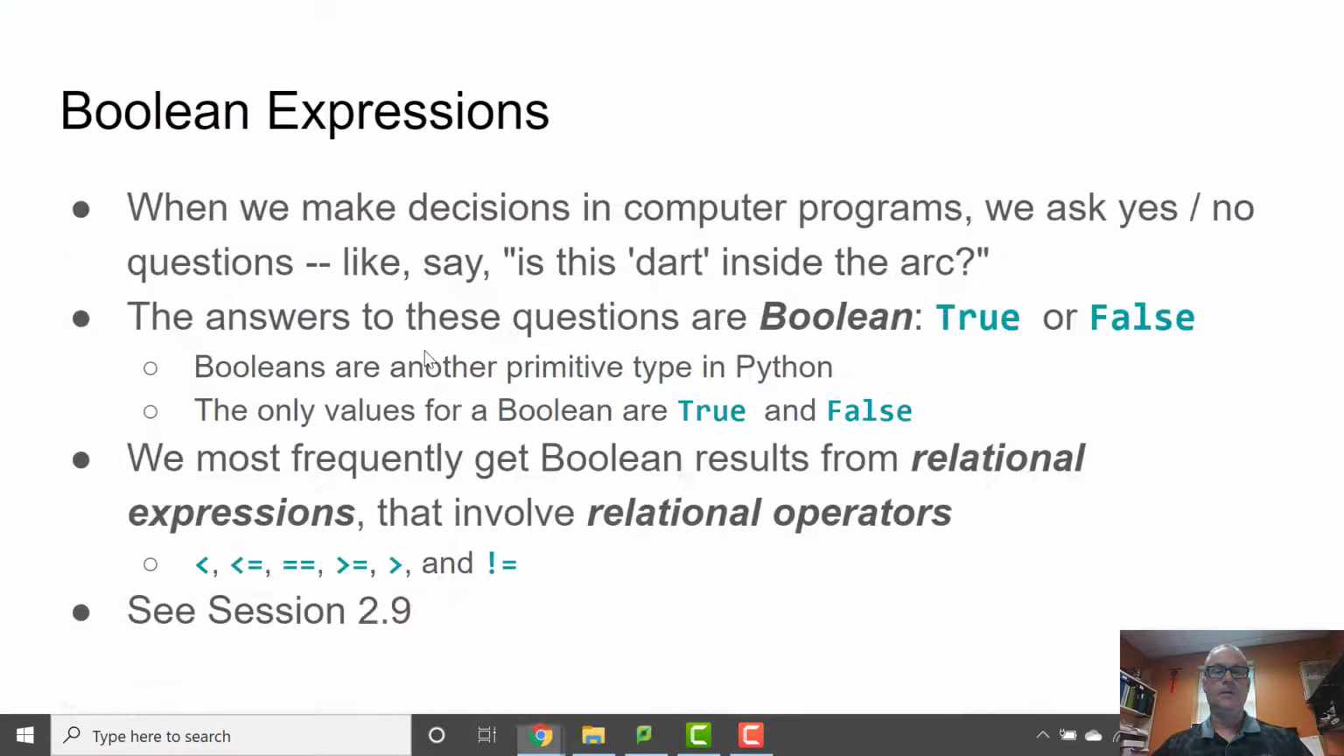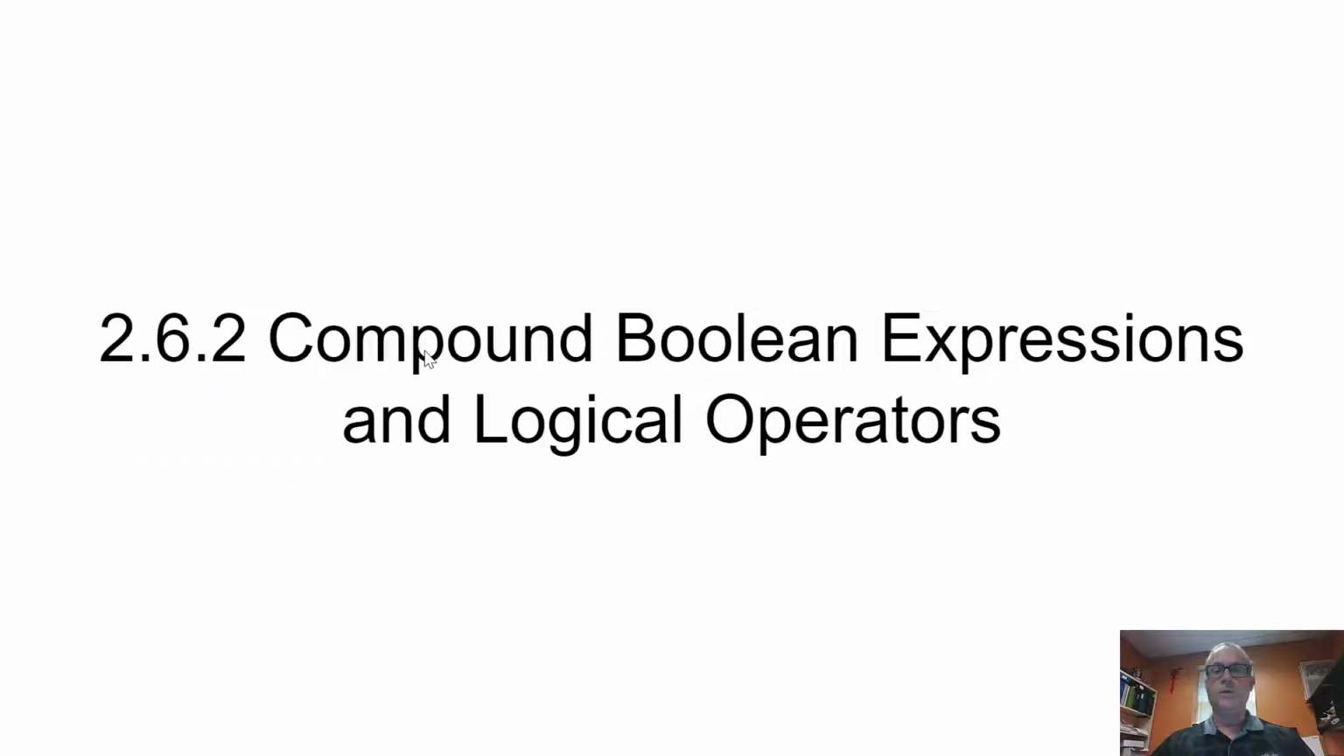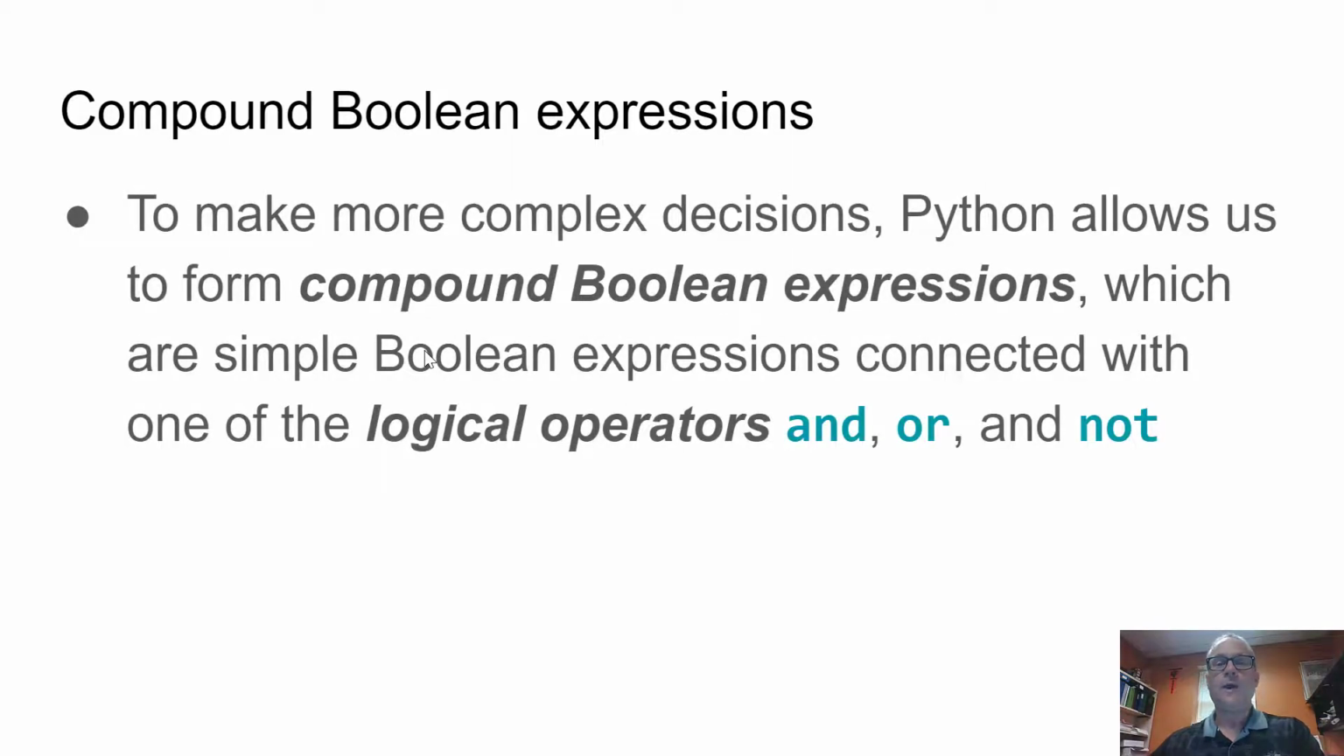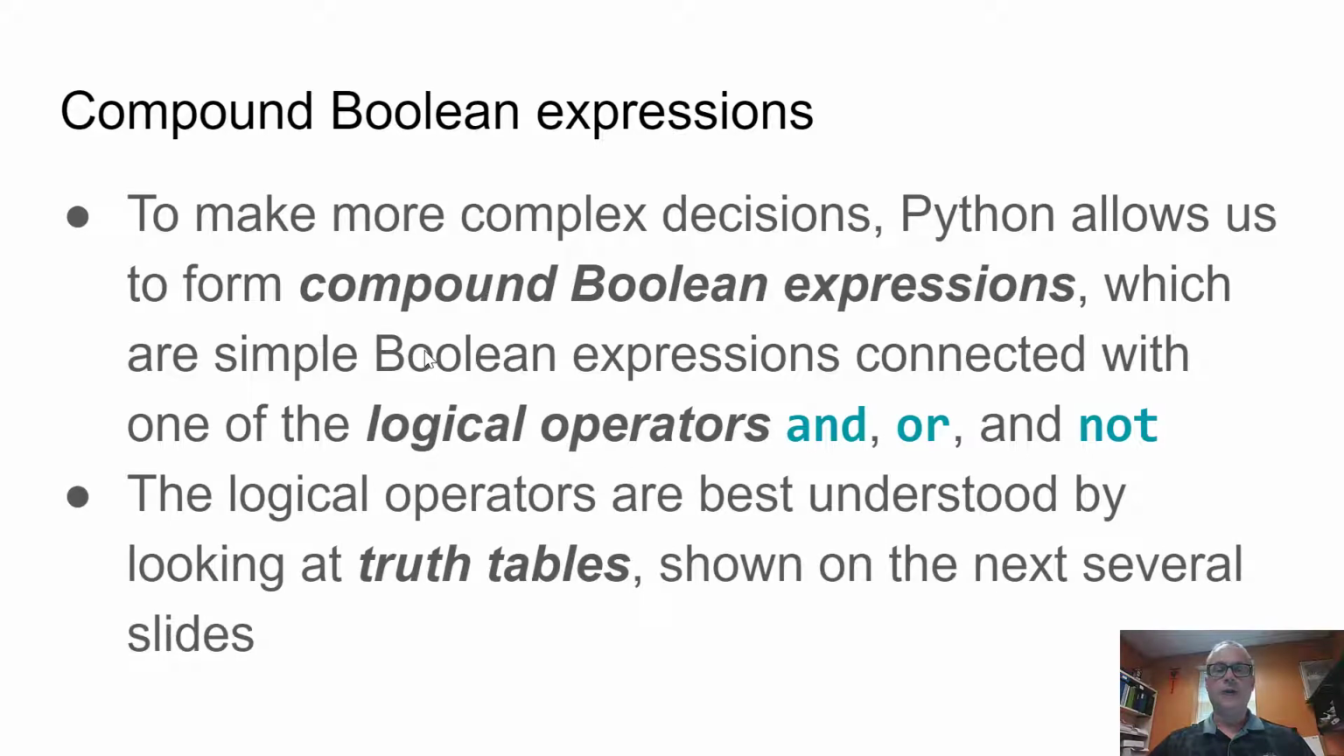Now we can also put those together into compound Boolean expressions via logical operators, and that works like this. Compound Boolean expressions are simple Boolean expressions that we connect together with logical operators: and, or, not. And those logical operators, it's easier to understand if we look at what are called truth tables, which are on the next several slides.